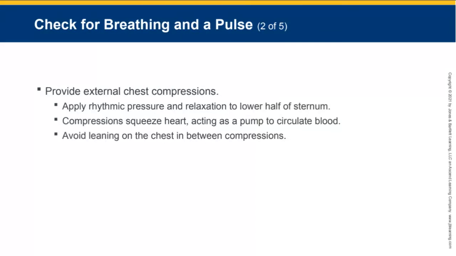So provide external chest compressions. Apply rhythmic pressure and relaxation to the lower half of the sternum. Compressions squeeze the heart, acting as a pump to circulate blood. Avoid leaning on the chest in between compressions, so you need to allow the chest to recoil. Elbows need to be locked. It's the motion of the shoulder going down. You're not bending the elbows. You're locking the elbows, and you're using your body weight to compress the chest.